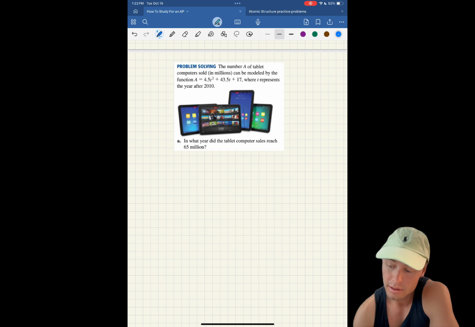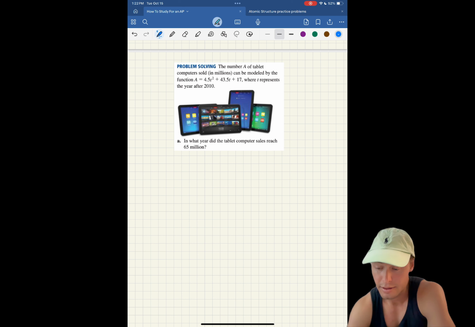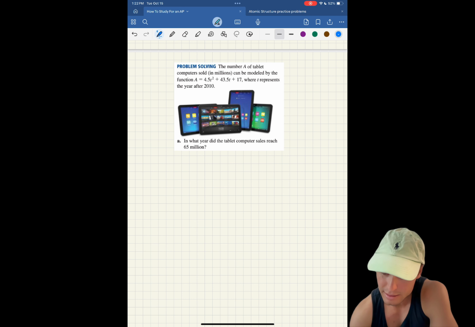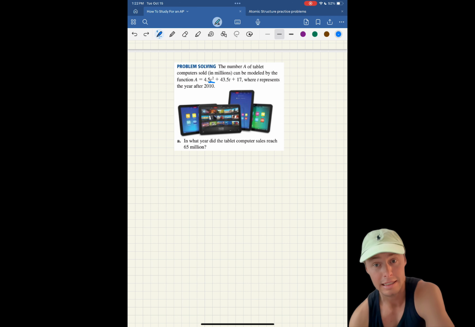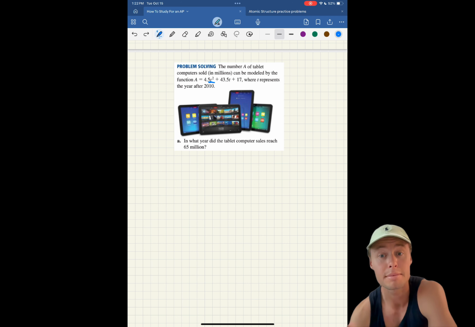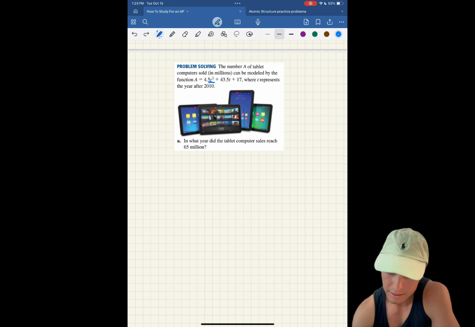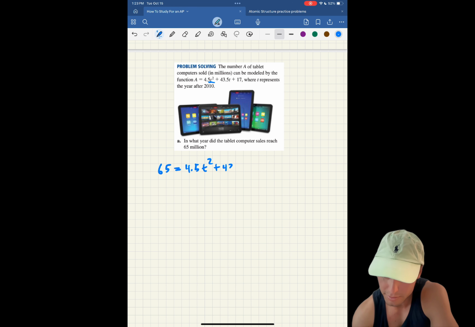Okay. So all you have to do to solve this problem is figure out what goes where and then solve it, right? So if A represents the number of computers sold in millions, and we want to figure out what t is when that is 65 million, we would just replace A with 65. Why don't we replace it with 65 million? Because it's telling us that A is in millions, so we can just put 65 rather than 65 million. So it would be 65 is equal to 4.5t squared plus 43.5t plus 17.